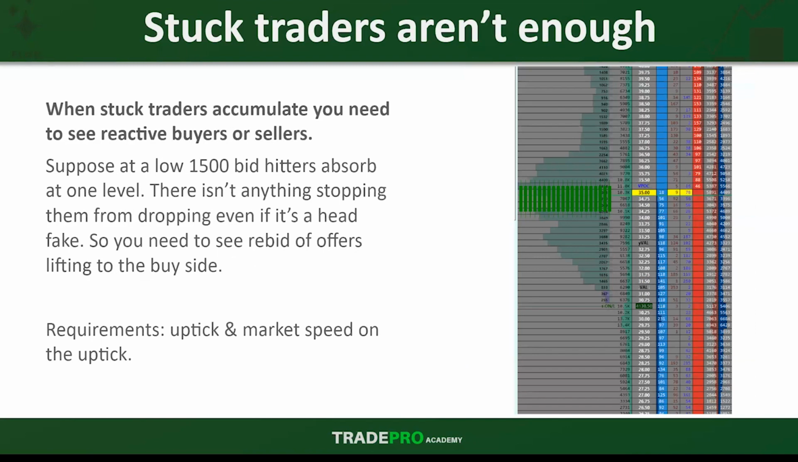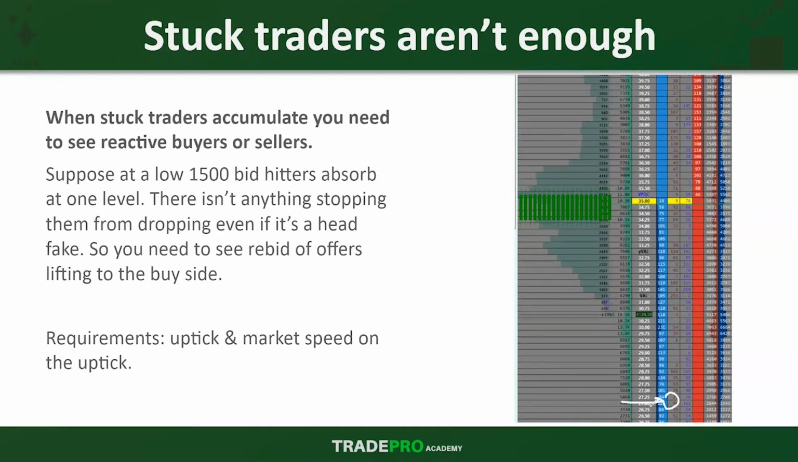Suppose we're at a low, we have 1,500 bid hitters, right? We got massive on this red column. Let's say there's 1,500 at this area. So they're absorbing. There isn't anything stopping them from dropping, even if it's a head fake, right? So you need to see a rebid, maybe a couple of hundred, 3, 4, 5, 600 come in and uptick it by a decent bit to see that potential reversal. So the requirements are an uptick and the speed at which the uptick happens.